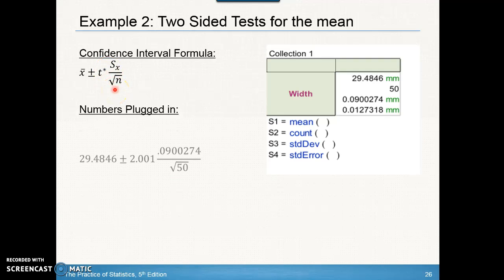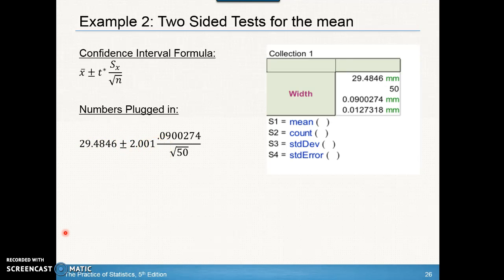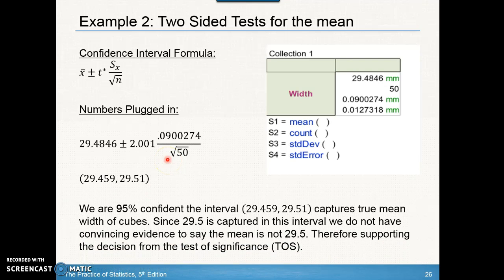All right, what are the numbers plugged in? Here is our sample mean, our critical t-score. Okay, and remember when you do your inverse t, you're going to want to make sure you plug in the degrees of freedom. So here was our standard deviation, divided by the square root of the sample size, or we could have just used the standard error and used it right here. That's totally fine too. Okay, there's our resulting confidence interval.